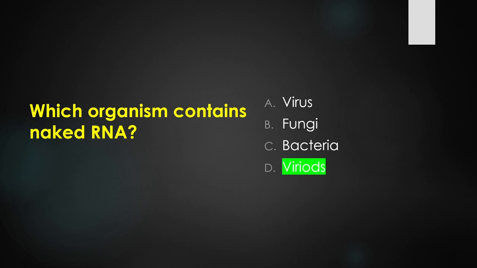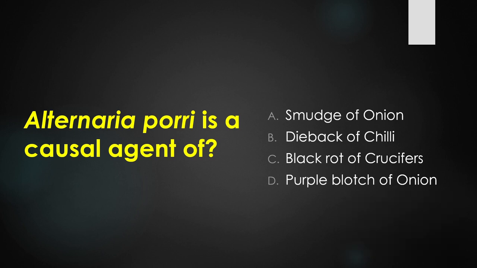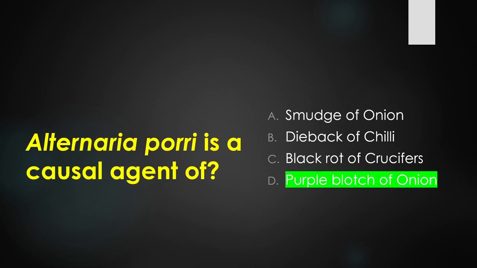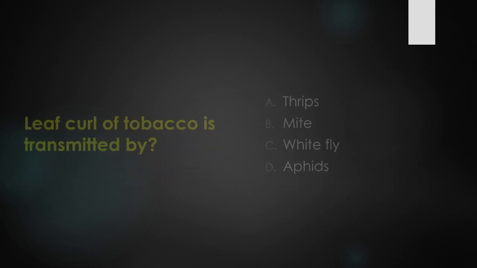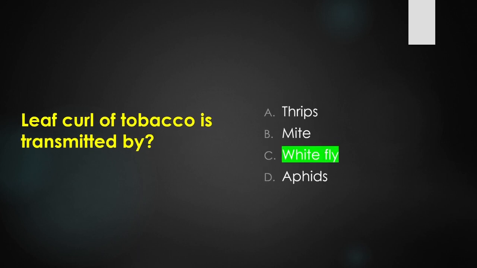Which organism contains naked RNA? Viroids. Alternaria porri is a causal agent of purple blotch of onion. Leaf curl of tobacco is transmitted by whitefly.